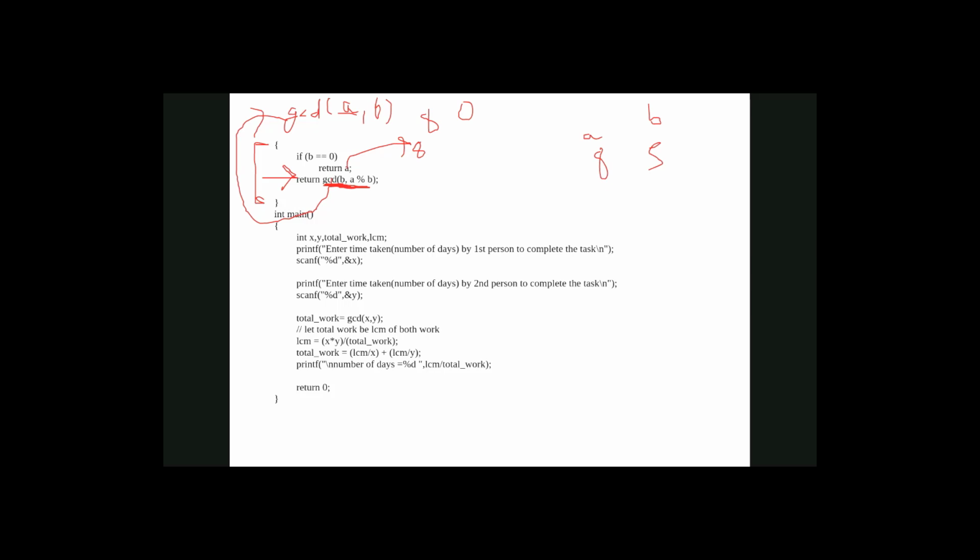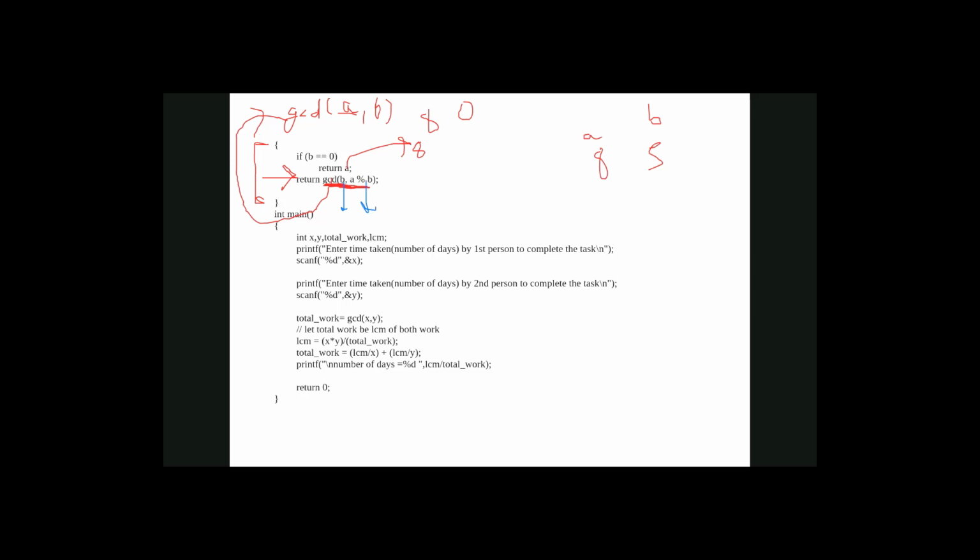So a loop does not always use for, like we discussed for loop, while loop, do while loop. A loop can be this as well, because loop means repeating. I'm repeating the same thing again and again. I'm calling GCD again and again. But here, see this thing here.